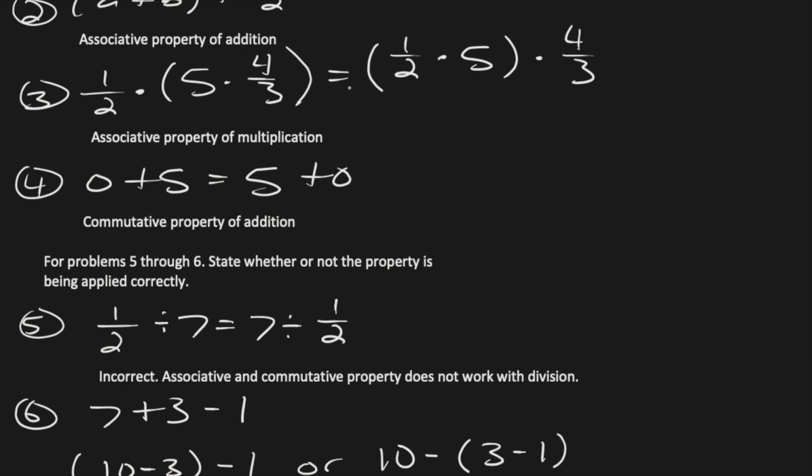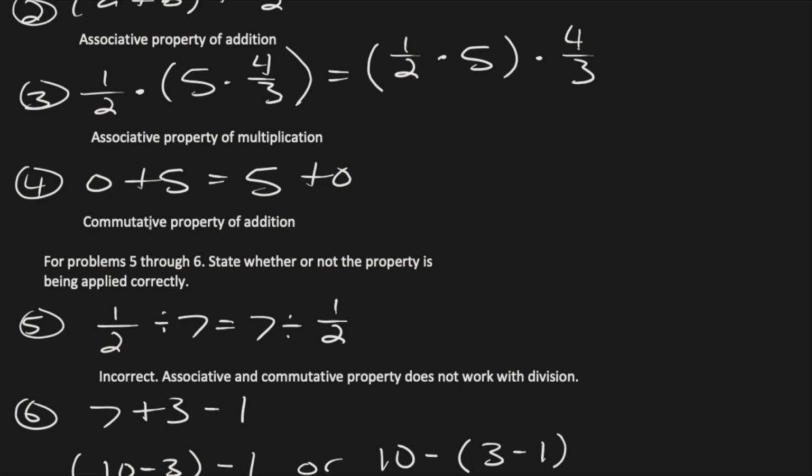In this example, for number 3, the associative property of multiplication is being used. Okay, just the grouping changes here. We have 5 times 4/3 being multiplied in the parentheses, but the grouping changes on the right side of the equation. We have 1/2 times 5.